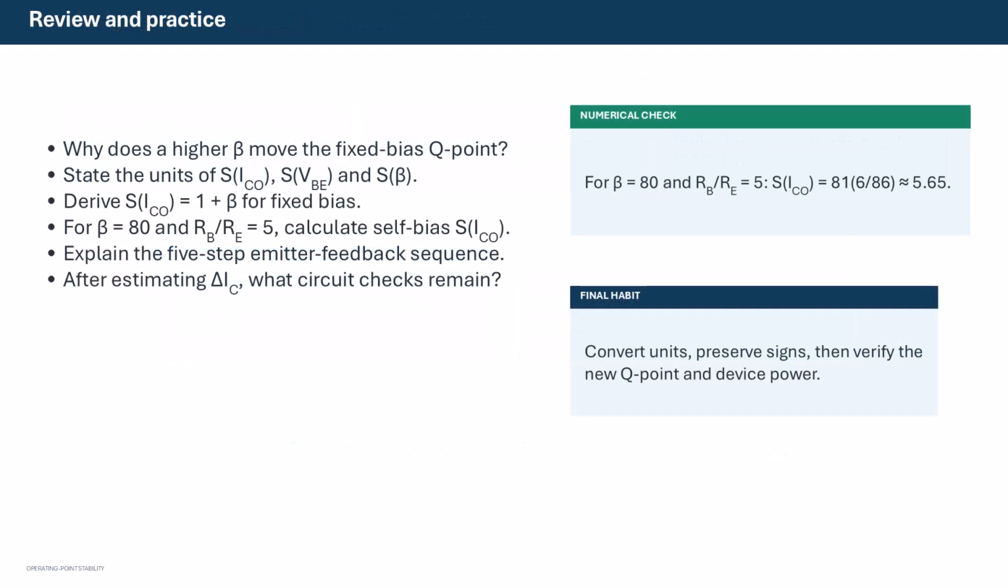Use these questions to check whether you can move between the physical mechanism, the derivative definition, the algebra, and the design conclusion. Explain the negative feedback sequence in words before writing equations. In numerical problems, write the units of every stability factor and convert all current increments to one common unit. After calculating collector current drift, always translate that value back into collector to emitter voltage, active region headroom, and power dissipation.